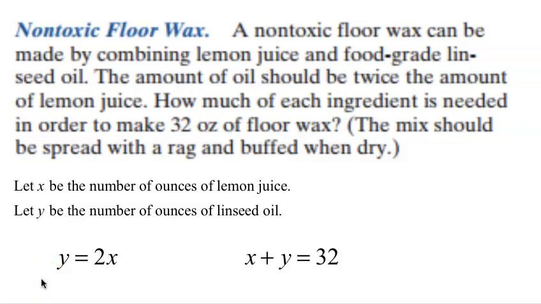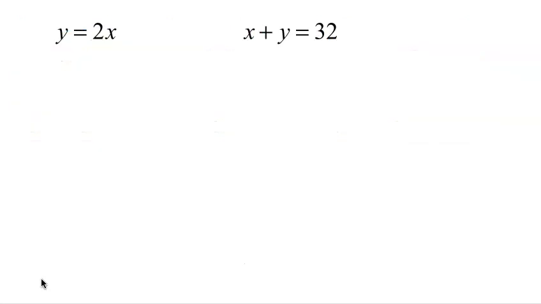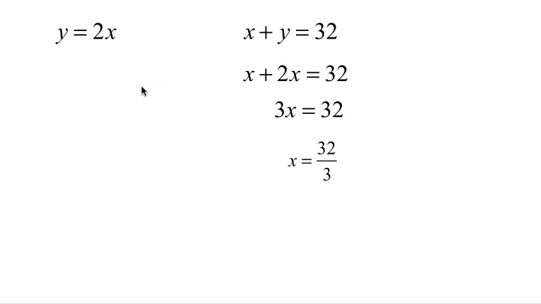My other equation is a little easier to see. X plus y is 32. So we're going to go ahead and solve this with substitution. Y is 2x and x plus y is 32. We're going to shove the 2x in for y over on that side. X plus 2x is 32. 3x is 32. Well, unfortunately, we have a fraction. Dividing by 3, x is 32 thirds, or 10 2/3.